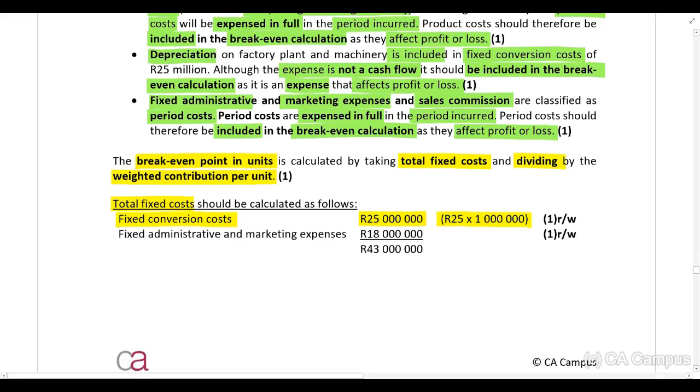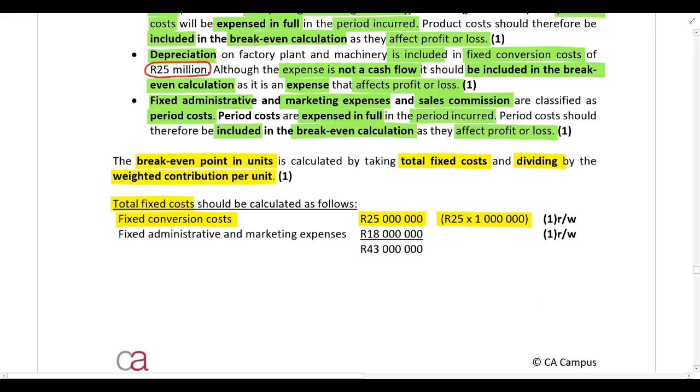All right, and if you want to work backwards and calculate the allocation rate, you take that budgeted fixed overhead of 25 million Rand, you divide by normal capacity, which is 1 million machine hours, and that will obviously give you a rate of 25 Rand per machine hour. So you can see everything works out there perfectly. All right, so that's obviously where the amount above came from.